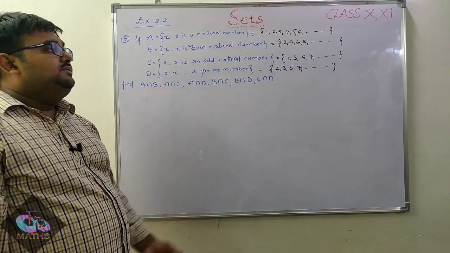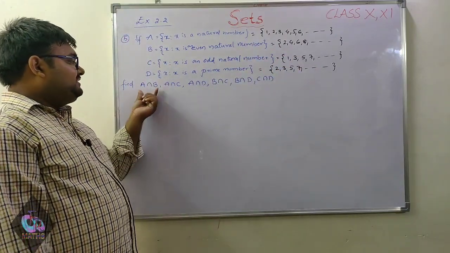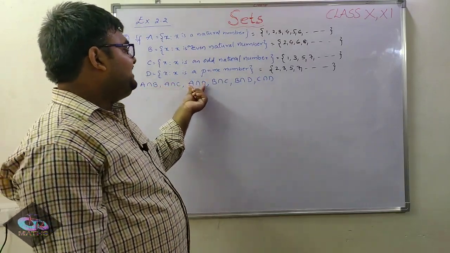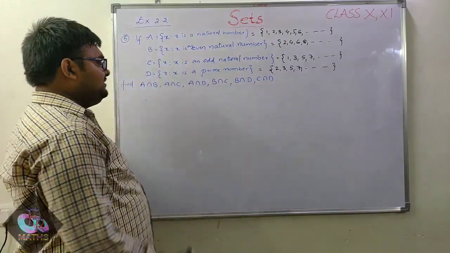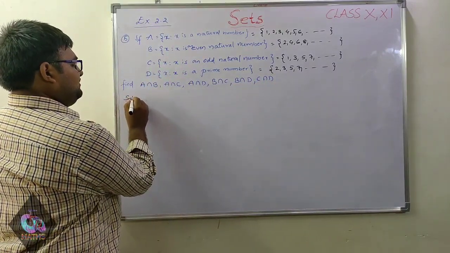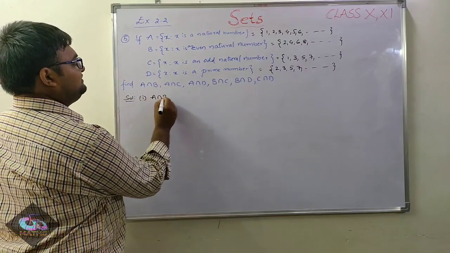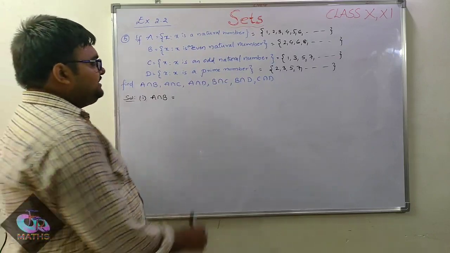Right? Now using these roster forms, we are going to find each and every value. So A intersection B, A intersection C, A intersection D, B intersection C, B intersection D and C intersection D. Now let us see the problems one by one. The first one is A intersection B. So we need to find out the value of A intersection B.